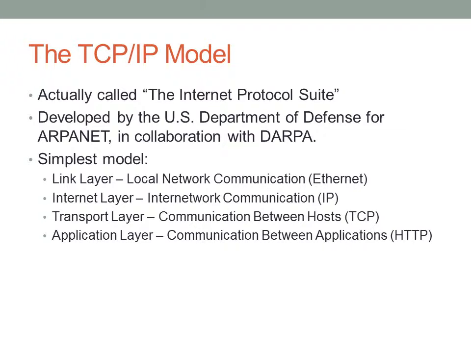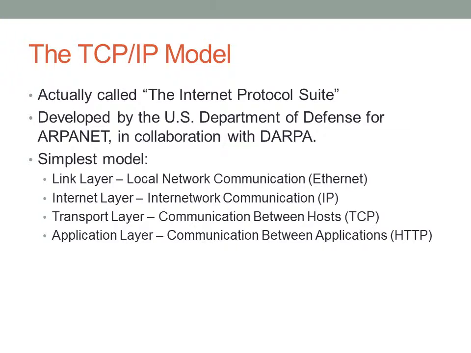It has four layers. We start out with the link layer, also sometimes known as the network access layer. Basically, we're worried about local network communication, that is, how local devices can access the network. The primary example of this today would be Ethernet. Ethernet is primarily concerned with just being able to access local devices and talk to them.